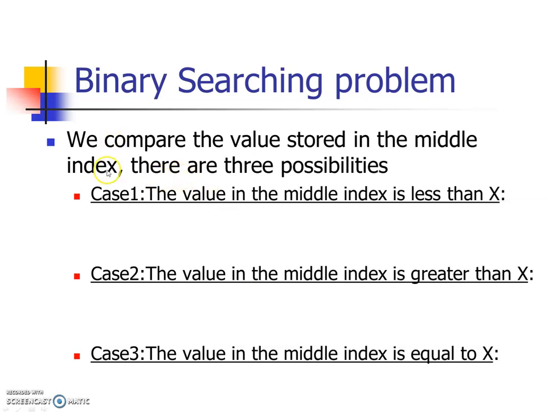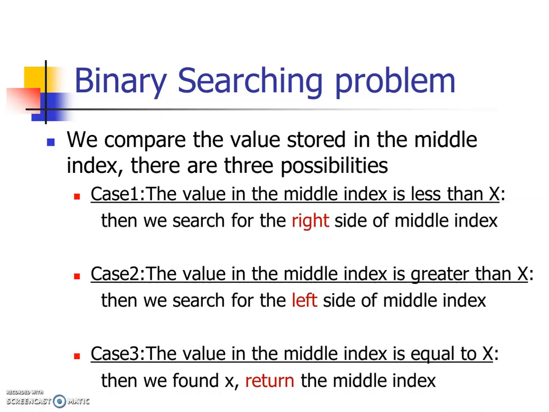Of course, looking into this slide, you understand this is an if-else-if problem. So you can see that once we have figured out the scenario, if the value in the middle index is less than x, then we search the right side of the middle index. If the value in the middle index is greater than x, now we know that we need to search on the left side because x is less than the middle value. If it is not greater, not less, then we found it. So all we need to do is return the middle index.